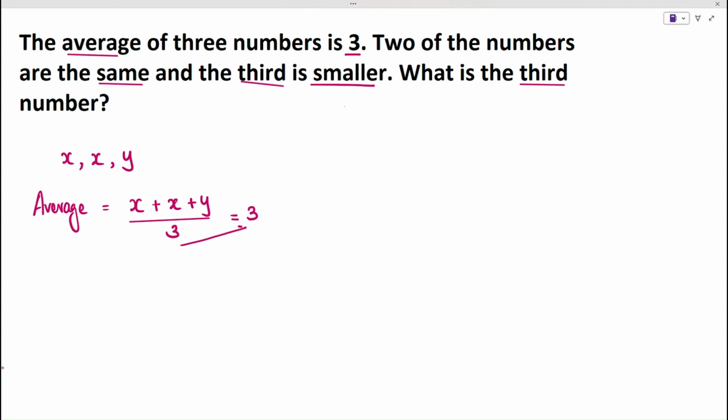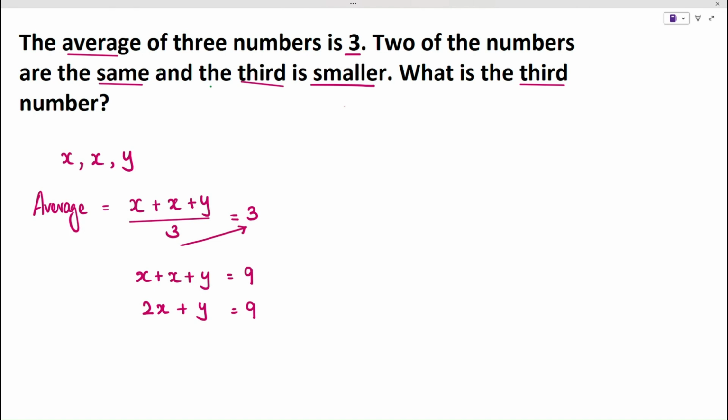If we move the 3 to the right hand side of the equation, we get x plus x plus y is equal to 9. This happened because we multiplied both sides of our equation by 3. Now we're going to simplify our left hand side, so we can write it as 2x plus y is equal to 9. From this we know that our value of 2x has to be less than 9.